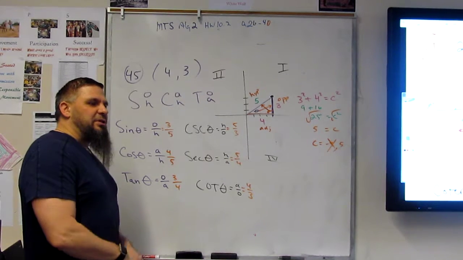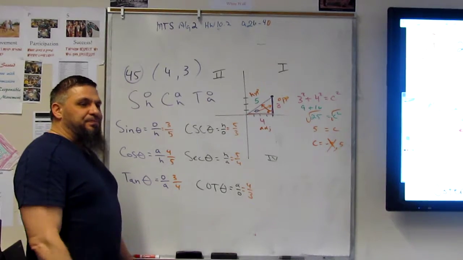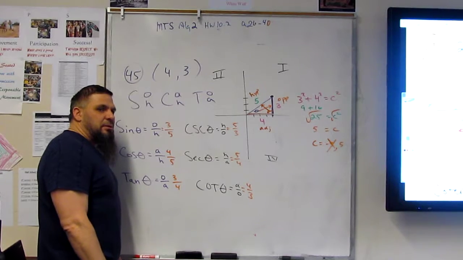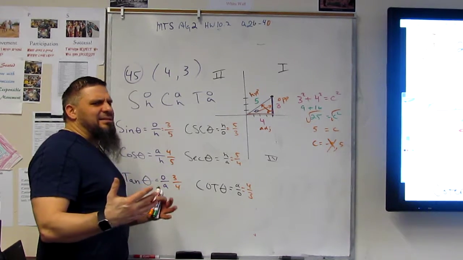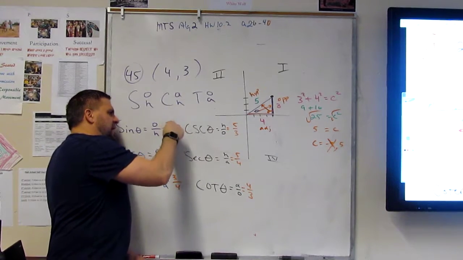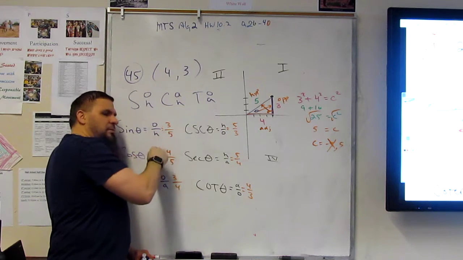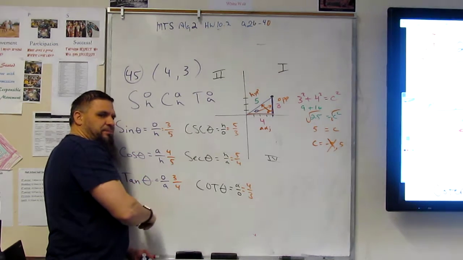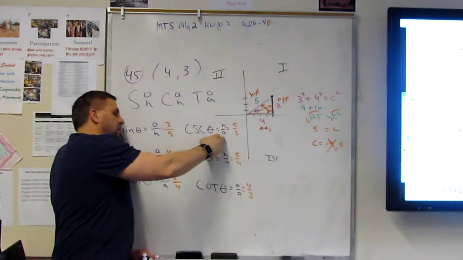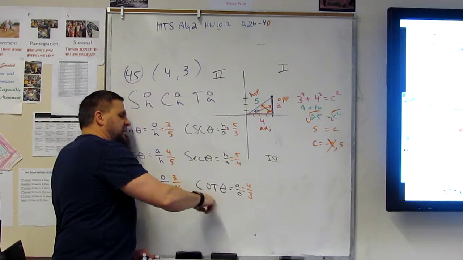Will it always be this easy? No. Of course not, because they're going to give you square roots, right? So you're going to have to learn to deal with square roots. But in essence, it's the same. Just treat them the same. So, SOH CAH TOA, cosecant is H over O, secant is H over A, and cotangent is A over O.